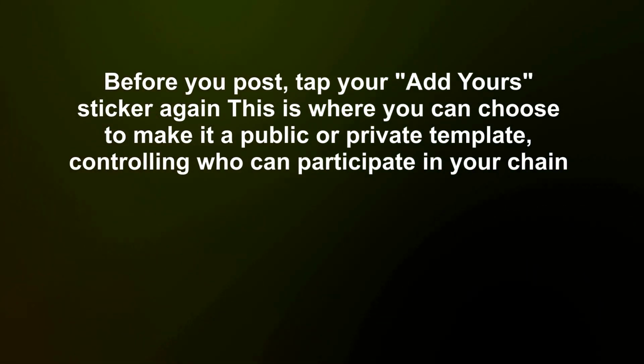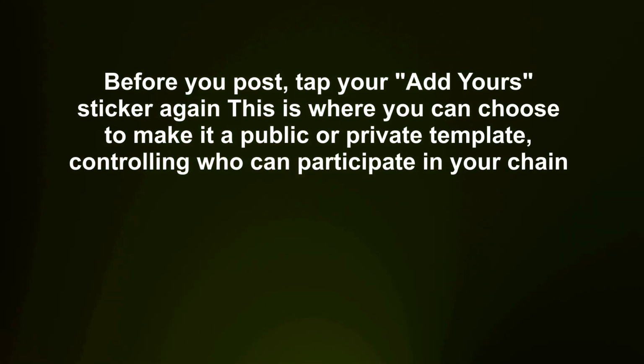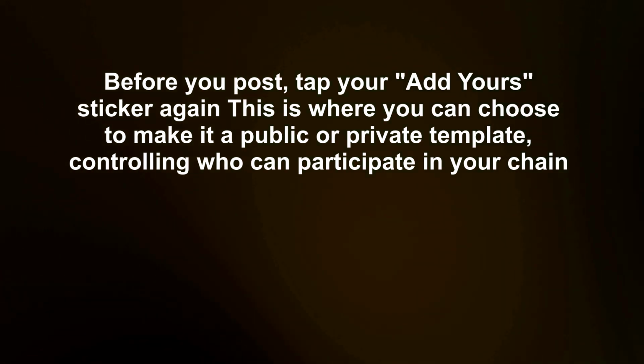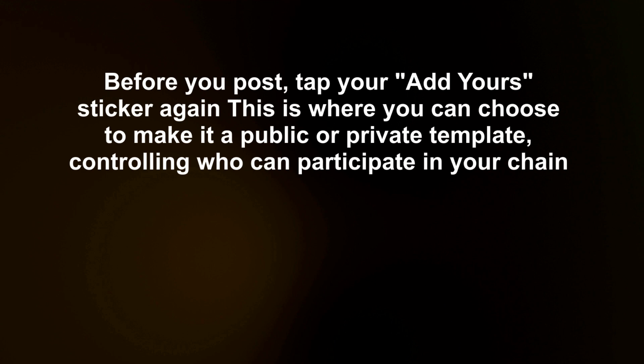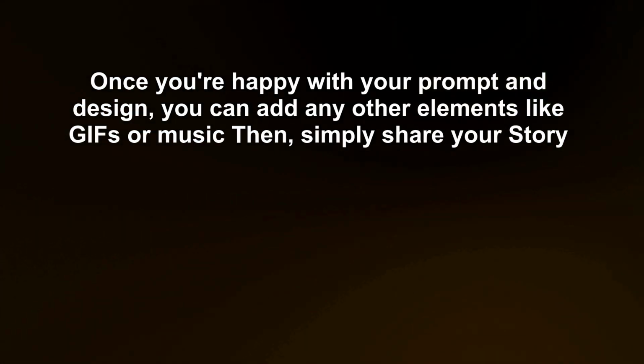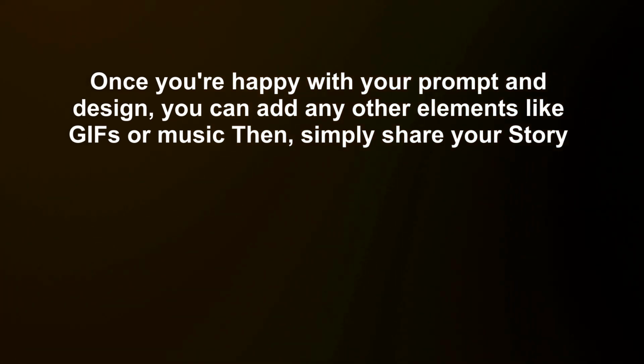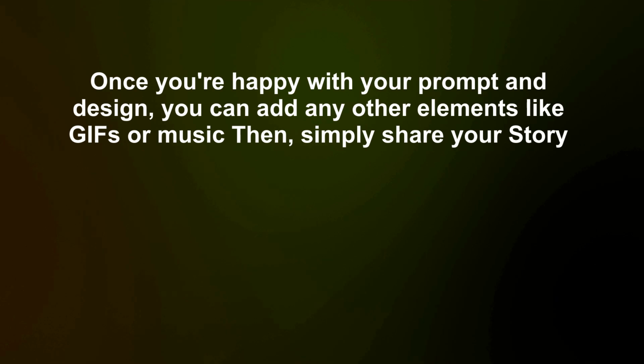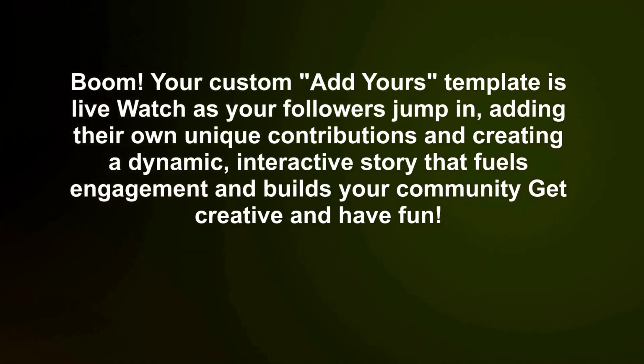Before you post, tap your Add Yours sticker again. This is where you can choose to make it a public or private template, controlling who can participate in your chain. Once you're happy with your prompt and design, you can add any other elements like GIFs or music, then simply share your story. Boom! Your custom Add Yours template is live.